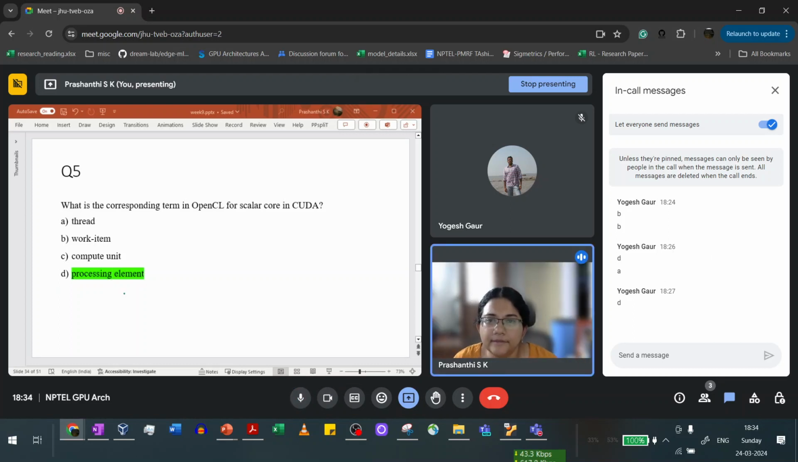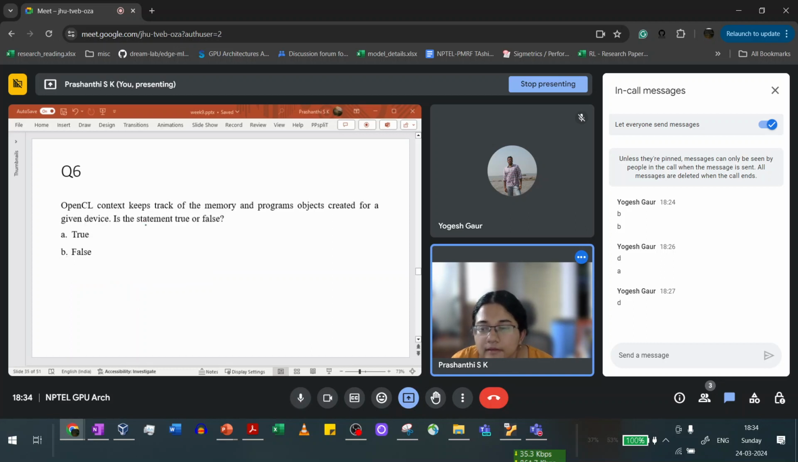Okay, let's continue. This is a true or false question. OpenCL context keeps track of the memory and program objects created for a given device. Is this statement true or false? A, true. Let's look at the answer.